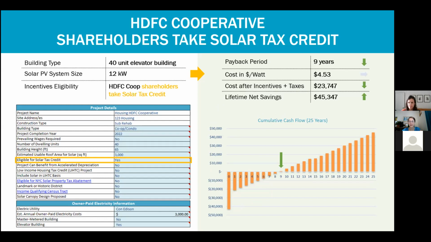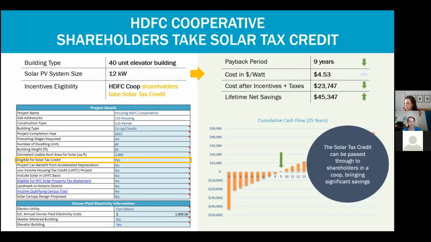However, in an HDFC co-op, it's made up of shareholders. So it's often more useful to look at this from the perspective of the shareholders and say, okay, well, the co-op may not be able to take this, but the shareholders can take both a federal tax credit and a state tax credit on their personal income taxes. And so with that in mind, the payback period goes down to 9 years, and the lifetime net savings and cost after incentives are much better.